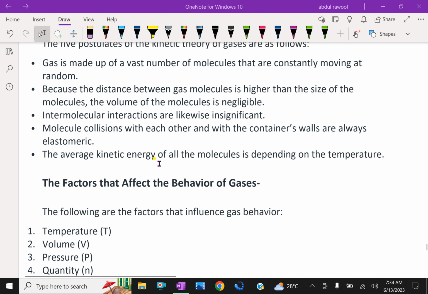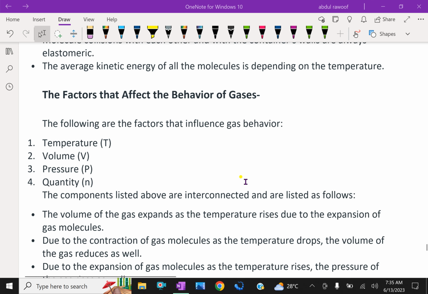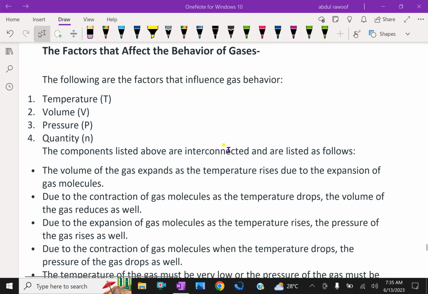The average kinetic energy of all the molecules depends on the temperature. If temperature increases, the kinetic energy of the gas also increases. The factors affecting the behavior of gases. Here, the following are the factors that influence gas behavior. Of course, it's temperature, volume, pressure, and quantity, that is, the number of molecules in the container. The components listed above are interconnected and are as follows.